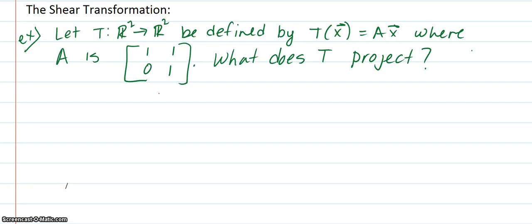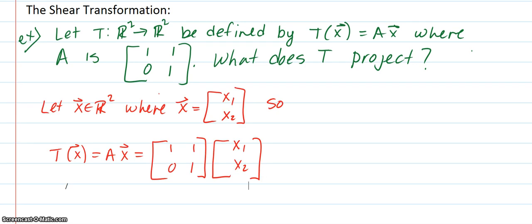Hello again. In this video, we are going to look at a particular example from the Introduction to Linear Transformations called the shear transformation. Let's start with this example. Let T go from R2 to R2 be defined by our standard matrix multiplication transformation, T of x equals Ax, where A is [1, 1; 0, 1]. What does T do?